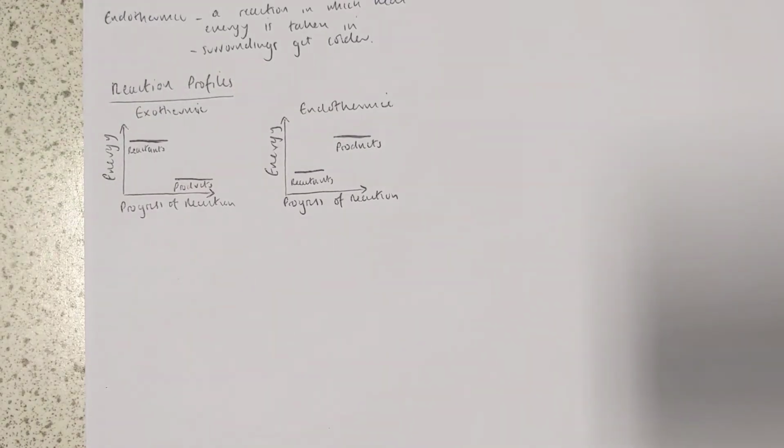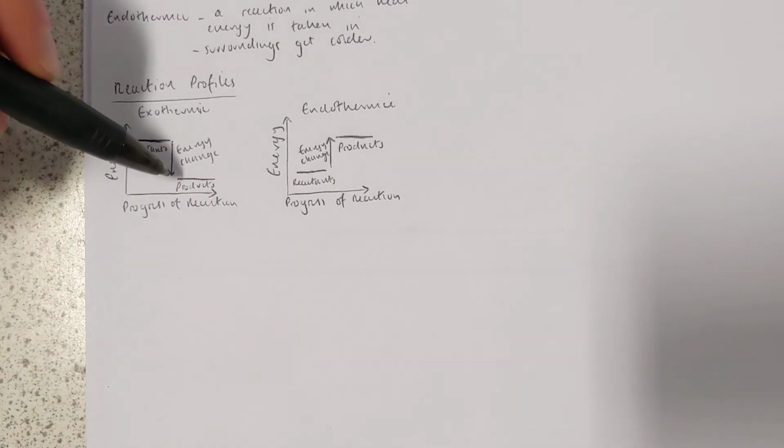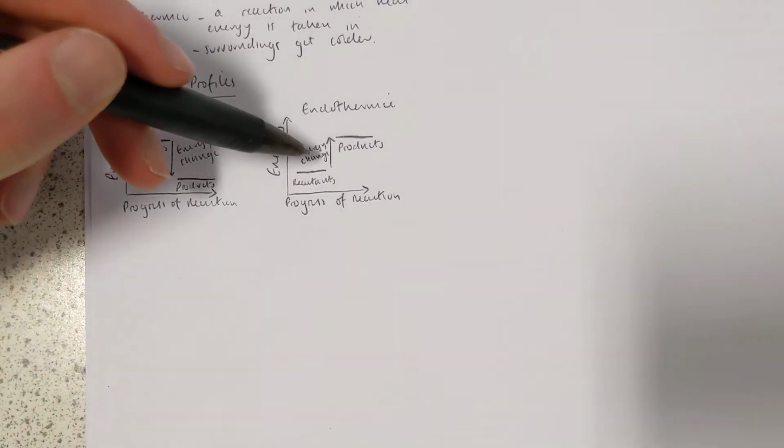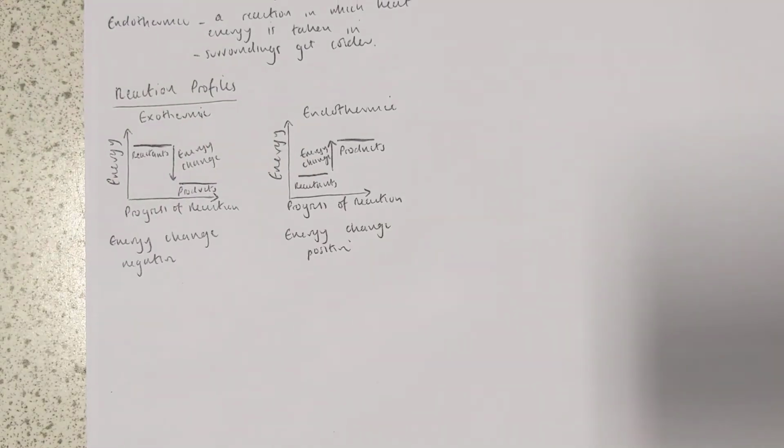The last thing you can label on this graph is the energy change value, which basically is the difference between the reactants and the products. What we'd say is the energy change for an exothermic reaction is going downwards. That gives it a negative value. The energy change for an endothermic reaction goes up. That gives it a positive value.